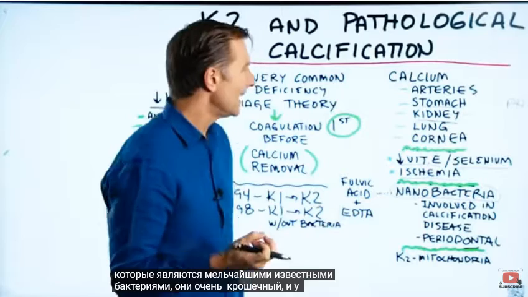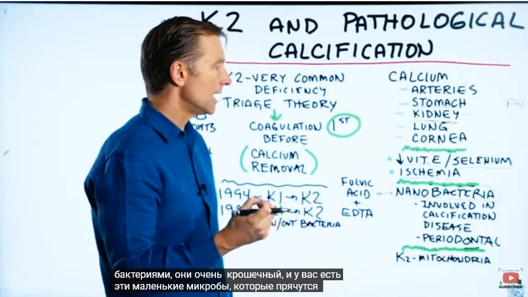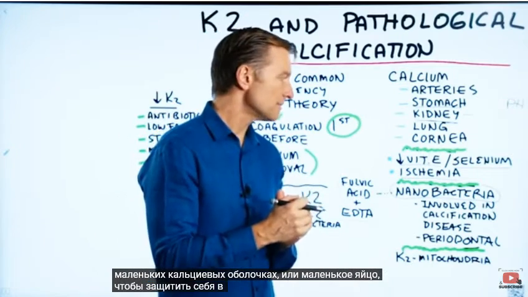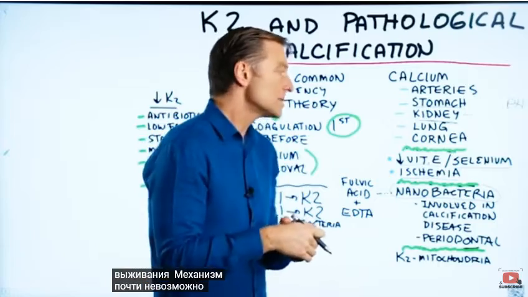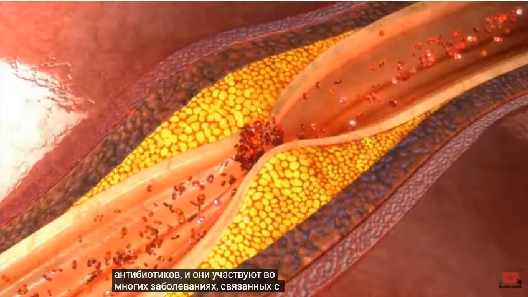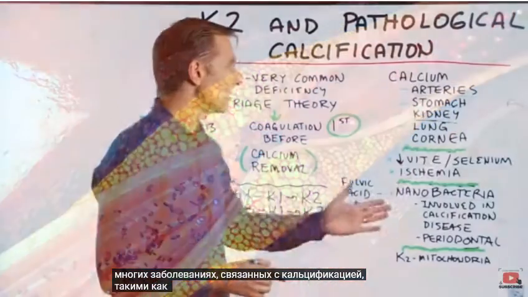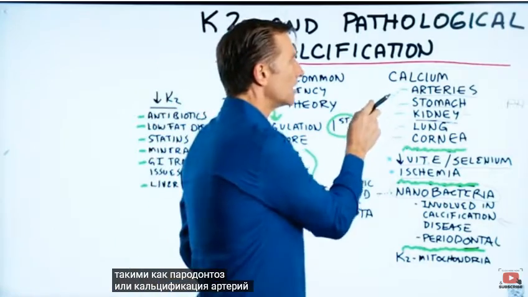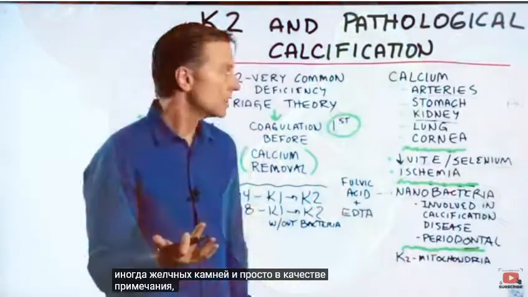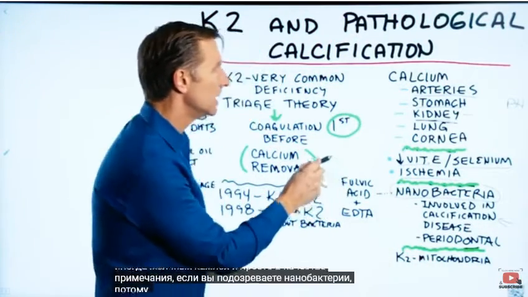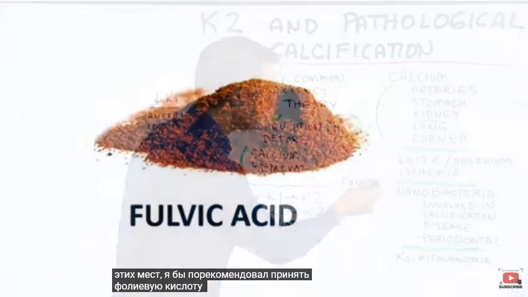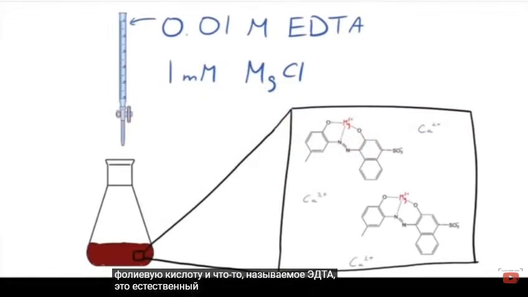They're very tiny, and you have these little microbes that hide in these little calcium shells or little igloos to protect themselves as a survival mechanism. Almost impossible to kill with antibiotics, and they're involved in so many diseases that have calcification connected to it, like periodontal disease or calcification in the arteries, or even kidney stones, sometimes gallstones. And just as a side note, if you suspect nanobacteria because you have calcification in any of these locations, I would recommend taking fulvic acid and something called EDTA. This is the natural chelator.